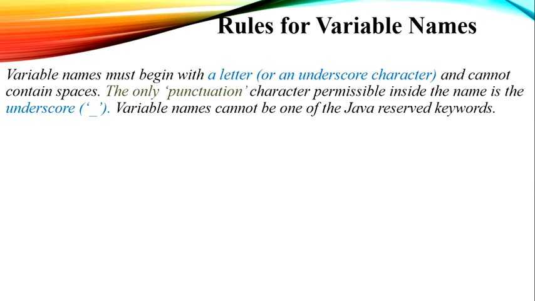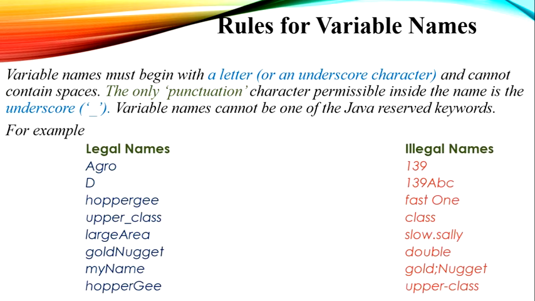Now, to remind you, these are the rules for naming a variable. As you can see, variable names must begin with a letter or an underscore character and cannot contain spaces. The only punctuation mark or character permissible inside the name is an underscore. Also, variable names cannot be one of the Java reserved words or keywords. So as you can see, these are legal variable names.